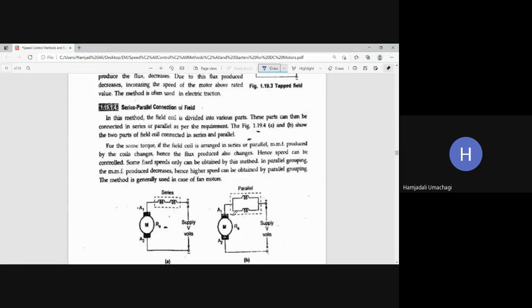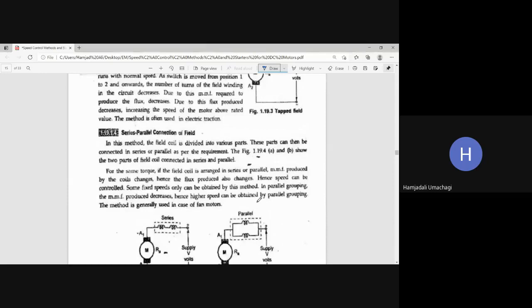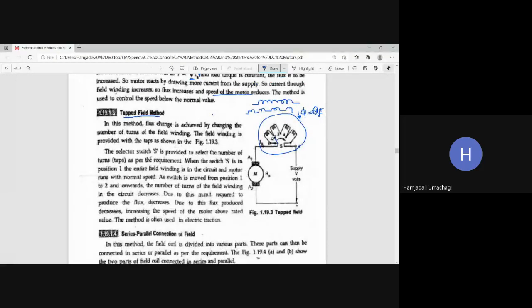Here you can get speed above rated RPM or below rated RPM. If it is the armature diverter method, then you will get speed below rated RPM. If it is the field diverter method, you will get speed above rated RPM. Similarly, for the parallel combination, above rated RPM. And in the tapped field case, you will get speed above rated RPM, because if I put the switch at position number 1, then the entire winding will be included. Because of that, you will get maximum speed, rated speed.